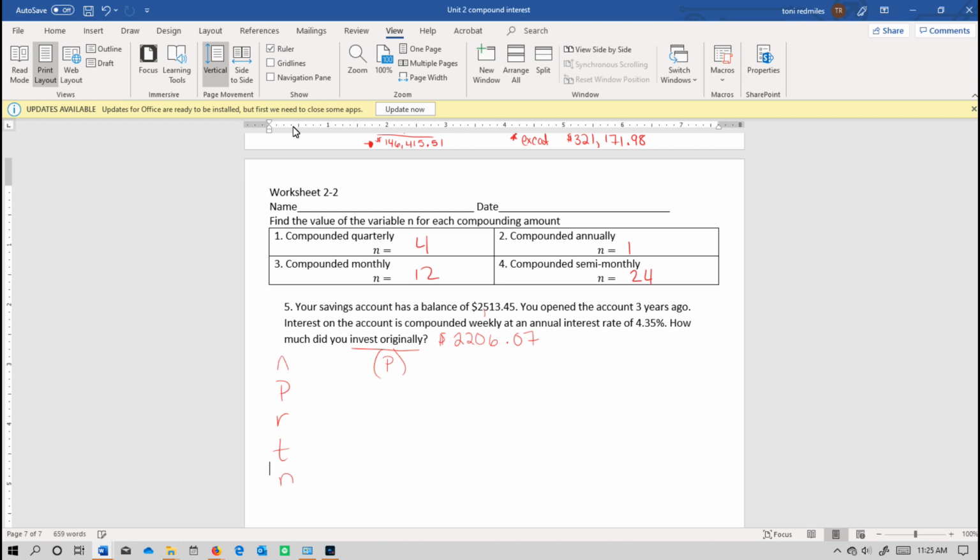So if I put out all of my variables, I have my ending balance. I must not have put a whole lot in. I don't know my principal. I know my rate. It's 4.35%, or 0.0435. Sorry, I said the 0, didn't I? It doesn't matter. I left out the 0 when I wrote it. The time is 3 years, and it's compounded weekly. Weekly means 52 times in a year. All right, so when I set up my formula, I'm missing P.